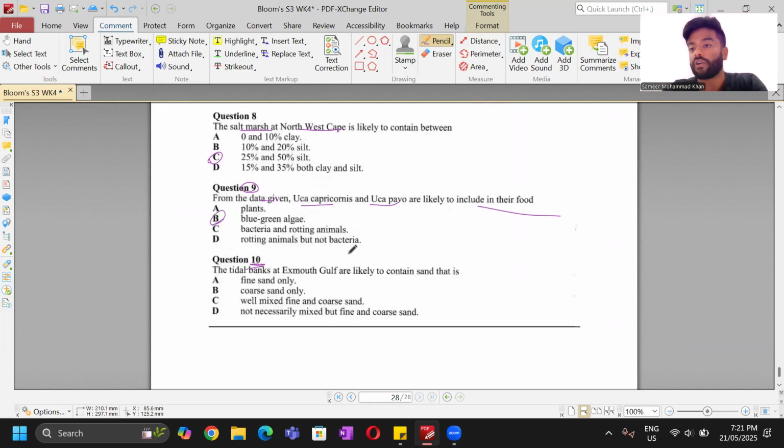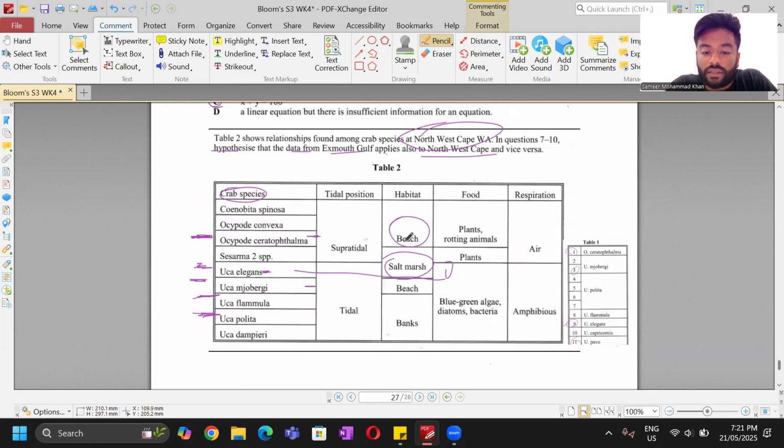And last cognitive loading question, question 10. The tidal banks at Exmouth Gulf are likely to contain what? What kind of sand? All right. So tidal banks here. And what populations do we have? Elegans, Modgeberg, Flammula, Polydor, right? So those correspond to 2, 3, down to 7, down to 9. Okay. So yeah, so from 2 to 9.